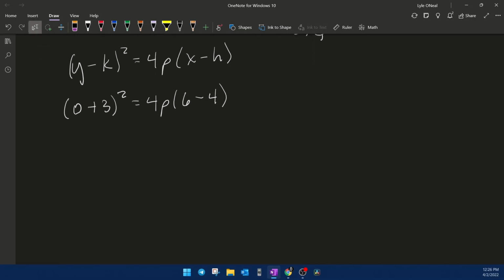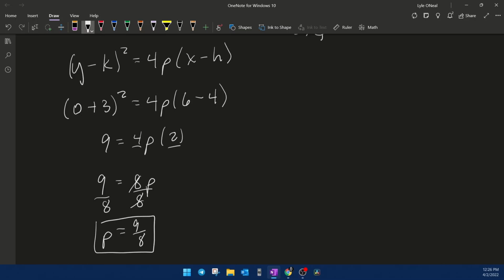0 plus 3, that's going to be 3 squared, which is 9, equals 4p times 2. 6 minus 4 is 2. And then 2 times 4 is 8. So that'll be 9 equals 8p. Dividing both sides by 8 tells me p is 9/8. And now I can go back to my standard form and write the equation of my parabola.